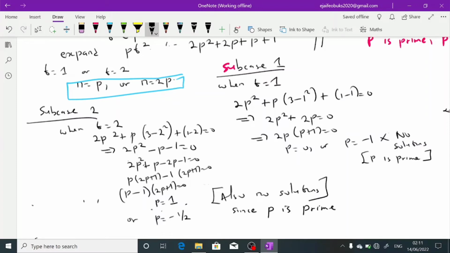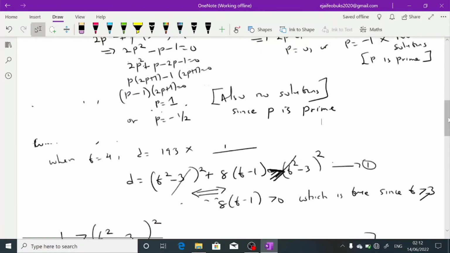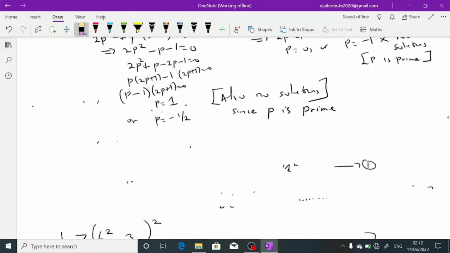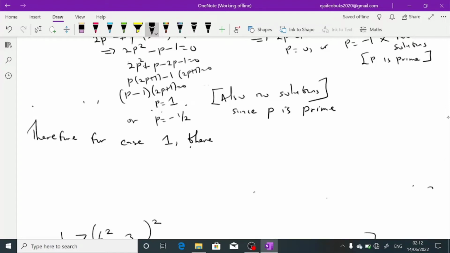Okay, so the sum total of all this is that for the first case we've considered, there are no solutions at all. So you can say, therefore, for case 1, there are no solutions. So we move on to case 2.